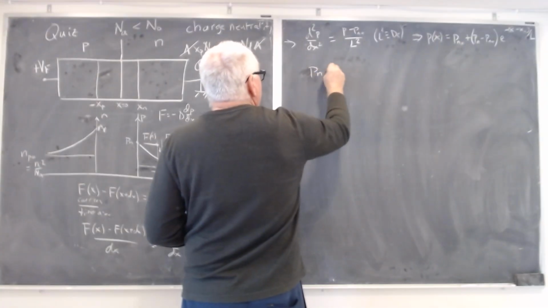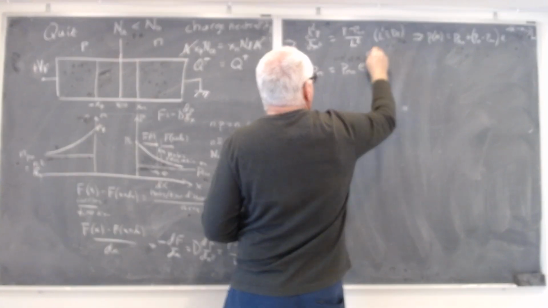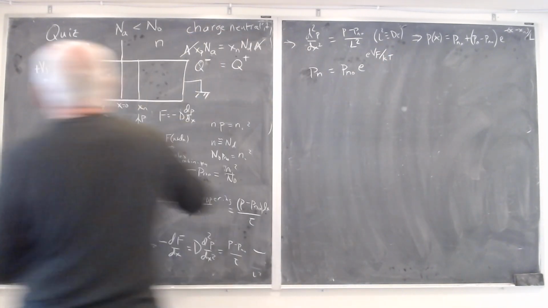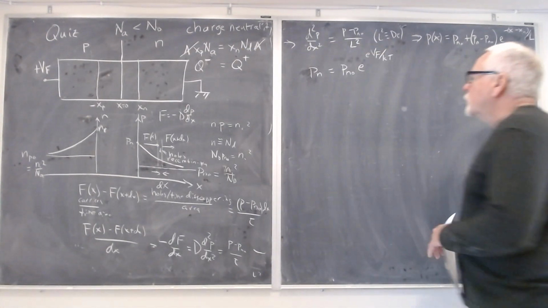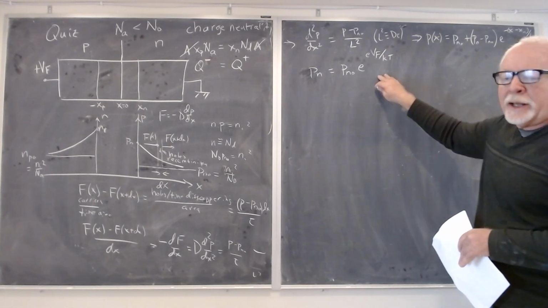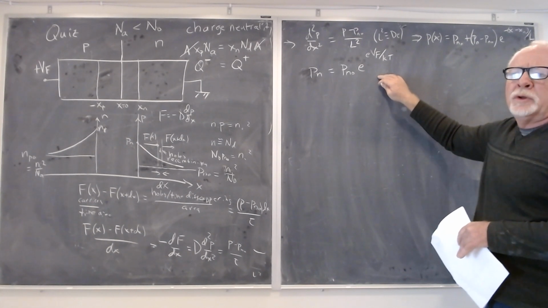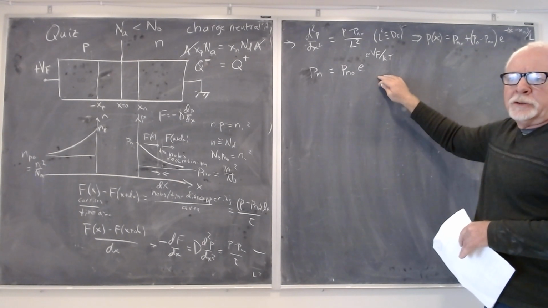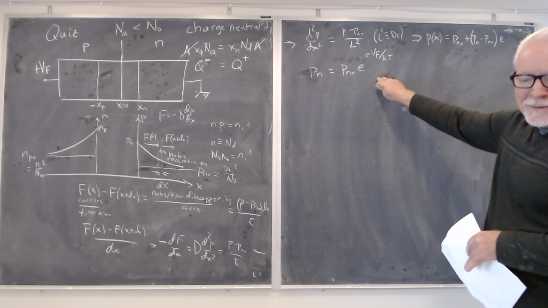What is Pn? Pn is equal to Pn0 e to the eVF over kT. Remember, VF is the forward bias voltage. I'm going to ask you to just accept that for this course, because really, you could sort of draw pictures and talk about quasi-Fermi levels and the law of the junction, which is another thing you might hear about. But it really just kind of makes sense, okay?